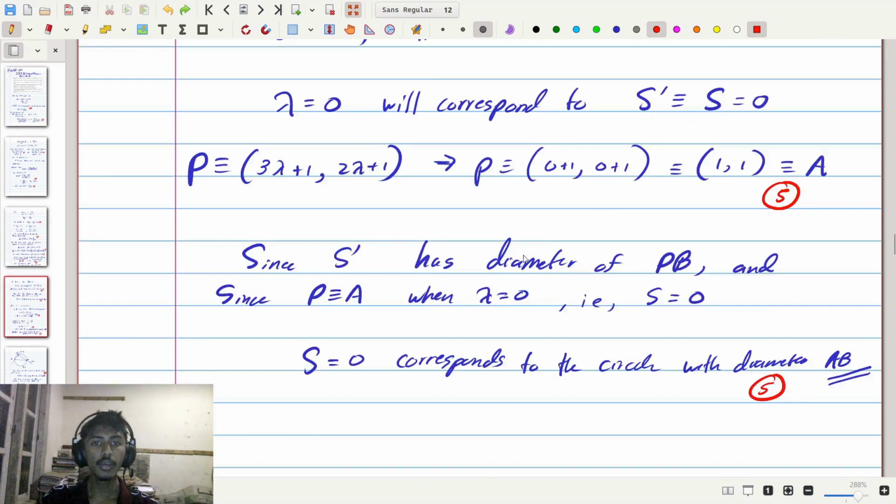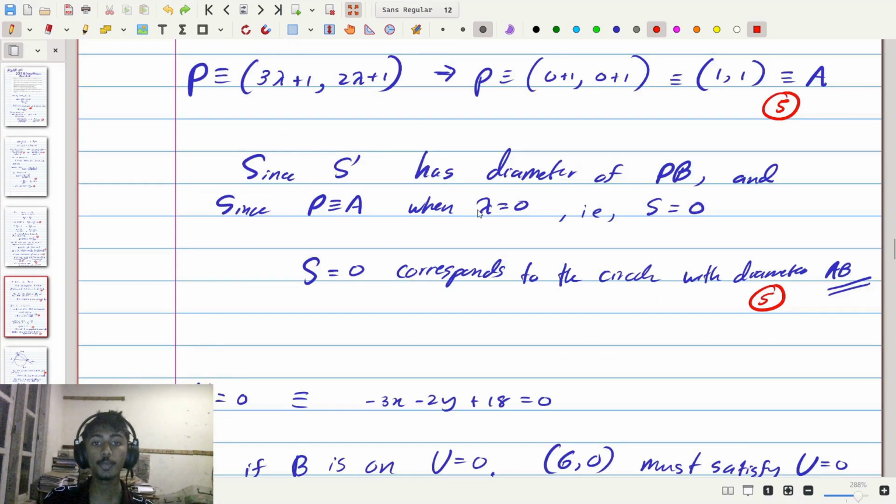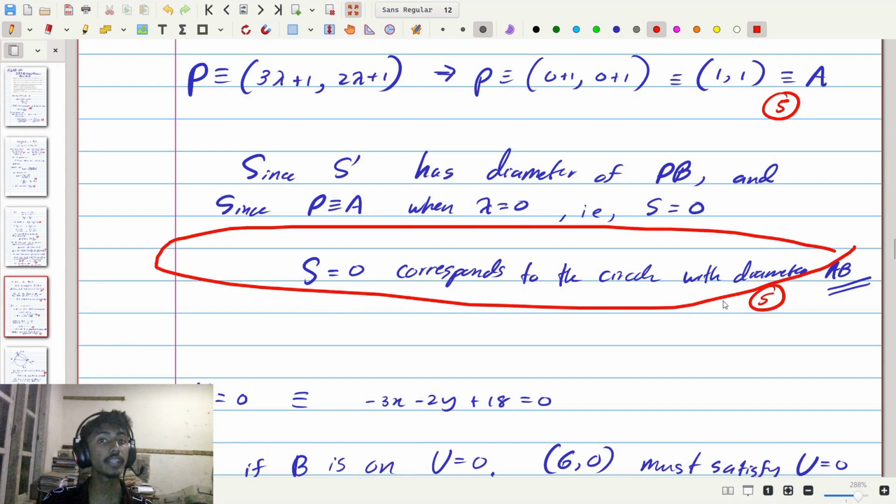Now after that, when you go down a little bit further and consider PB and say since P is given as A, the diameter of this circle is going to be AB, and therefore S equals 0 is a circle with diameter of AB, you get another 5 marks for making that conclusion.